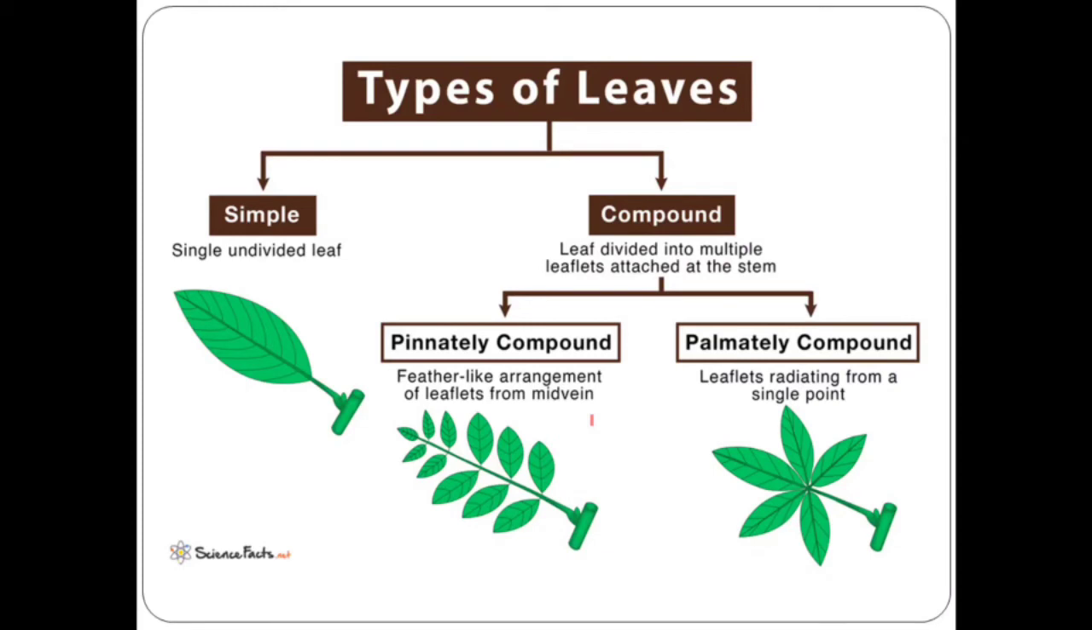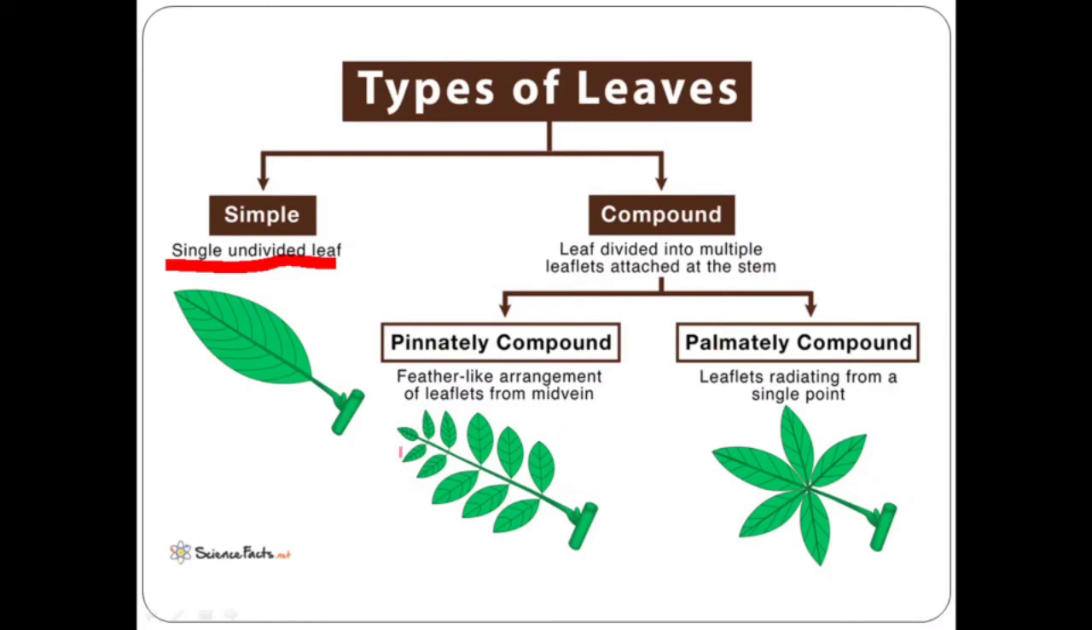The types of leaf are simple and compound. Simple means the single lamina is there and there is no incision, no breakdown of that lamina, and that unique leaf we call a single or individual leaf. Compound means the leaf is divided into multiple leaflets attached to the stem.